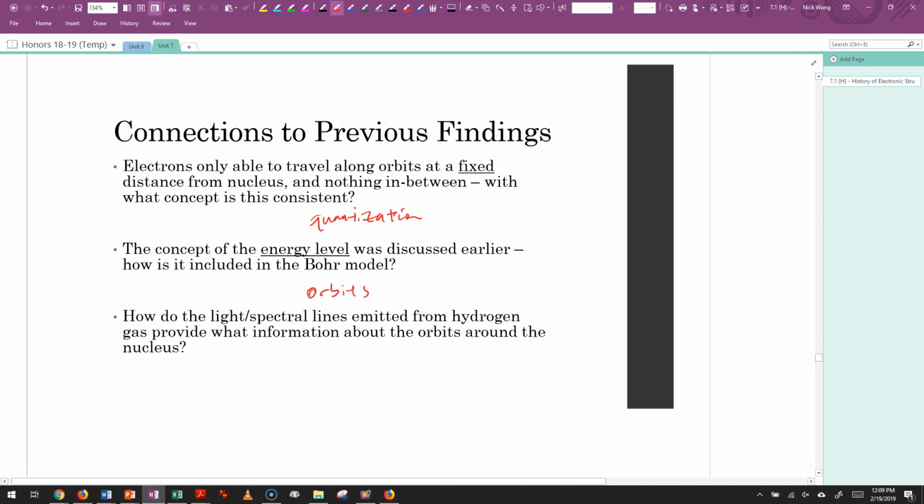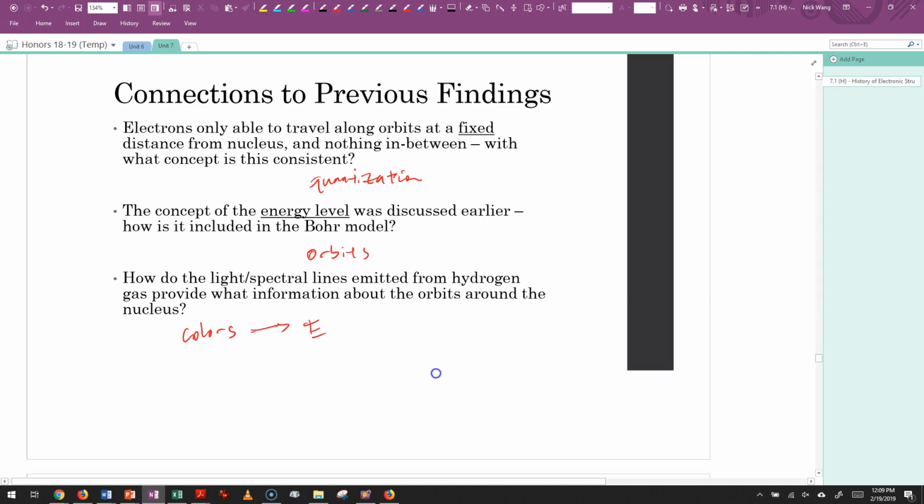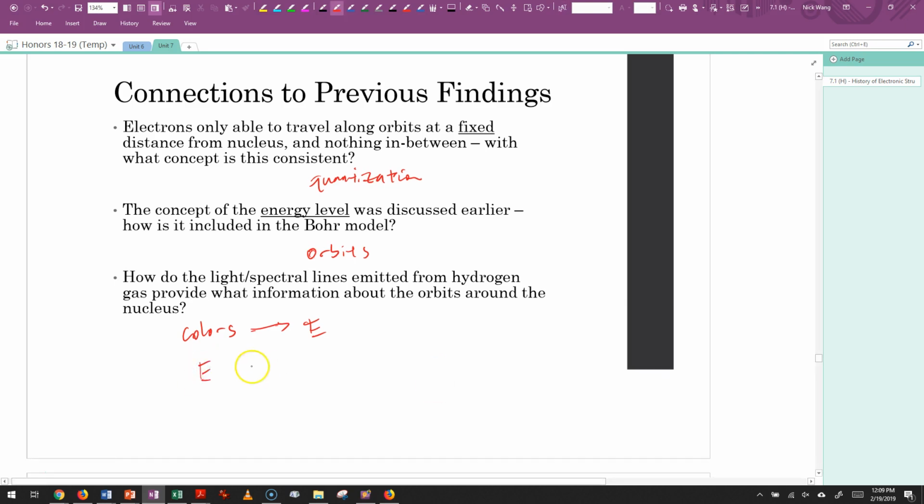And then finally, what information about orbits around the nucleus do the light and spectral lines emitted from hydrogen gas provide? Basically, whatever colors we see, the colors correspond to an energy. You can calculate the energy that a light has. And then, based on the energy, he was able to figure out the distance between the orbits.